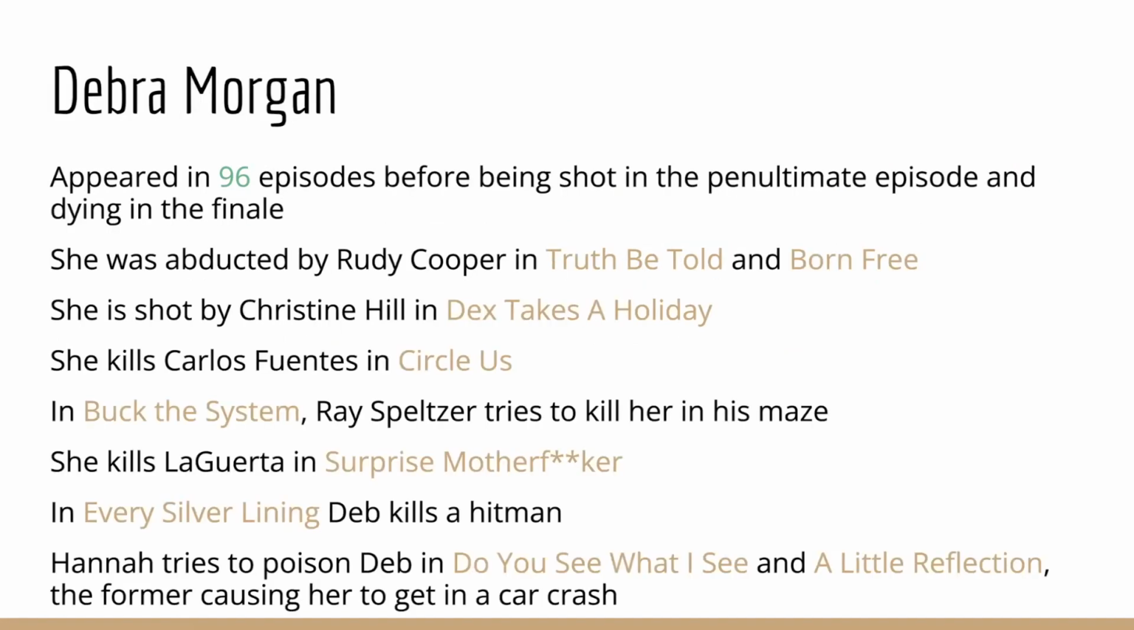Deborah Morgan appeared in 96 episodes before being shot in the penultimate episode and dying in the finale. She was abducted by Rudy Cooper in Truth Be Told and Born Free. She was shot by Christine Hill in Dex Takes a Holiday. She kills Carlos Fuentes in Circle Us. In Buck the System, Ray Speltzer tries to kill her in his maze. She kills LaGuerta in Surprise, Motherf***er. In Every Silver Lining, Deb kills a hitman, and Hannah tries to poison Deb in Do You See What I See and A Little Reflection, the former causing her to get in a car crash.